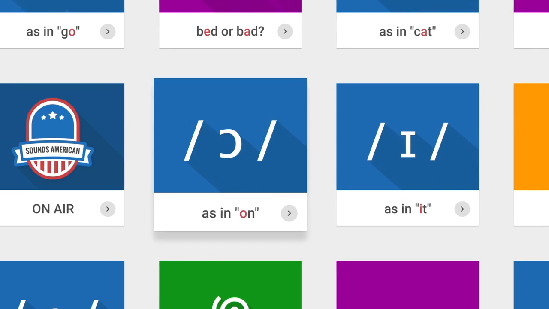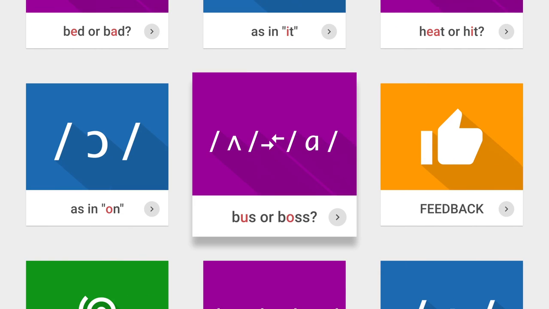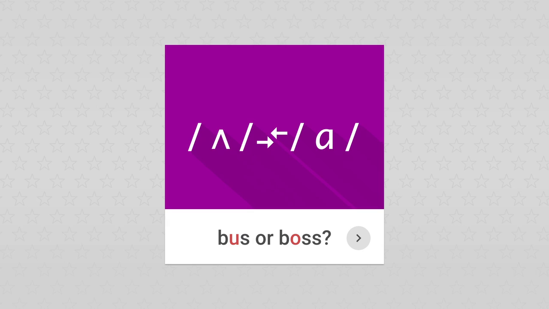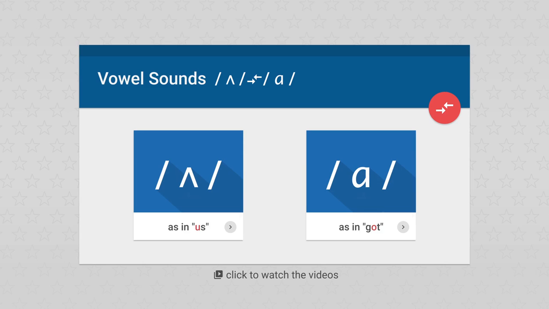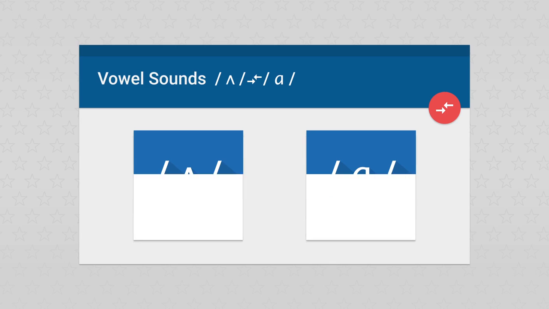In this video, we'll compare two vowel sounds, uh and ah, as in the words bus and boss. In our past videos, we already learned how to make them. Remember the videos for the uh sound, as in the word us, and the ah sound, as in the word got? This time we'll focus on the differences between these two sounds.